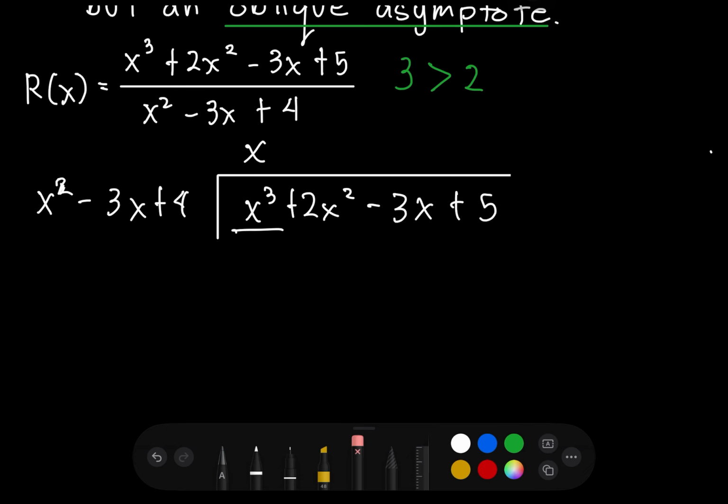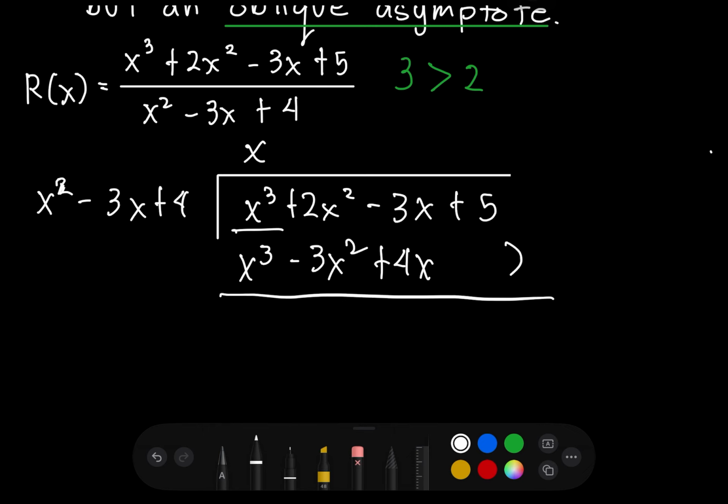And after that, multiply x on each term of the divisor. So that is x times x squared, which is x cubed, x times negative 3x, which is negative 3x squared, and x times 4, which will give us positive 4x. Then, ano ba yung ginagawa natin sa pag-divide? Subtract. So, x cubed minus x cubed, that is 0. So, wag na natin ilagay.